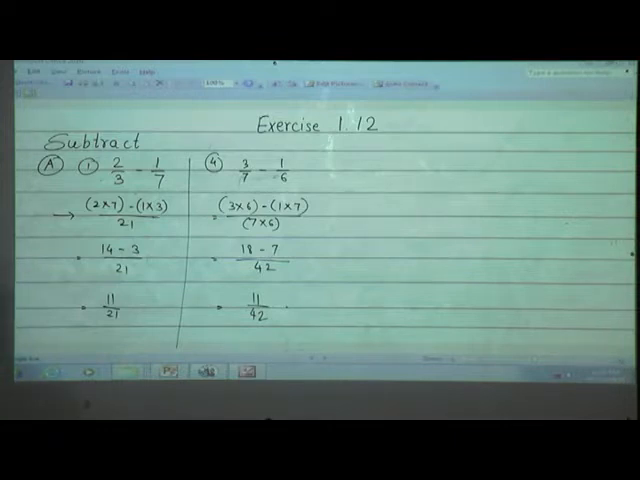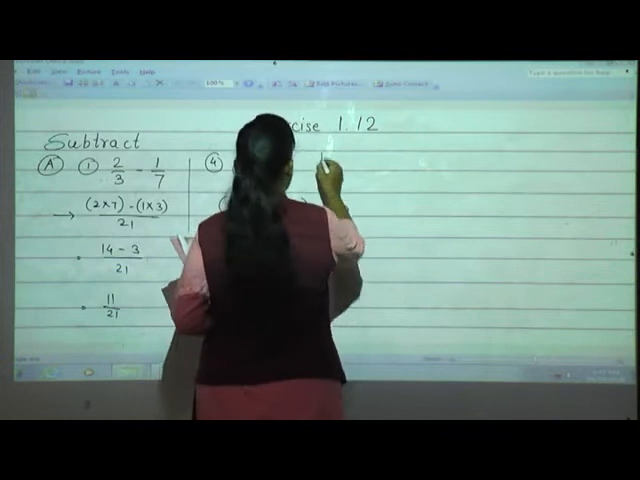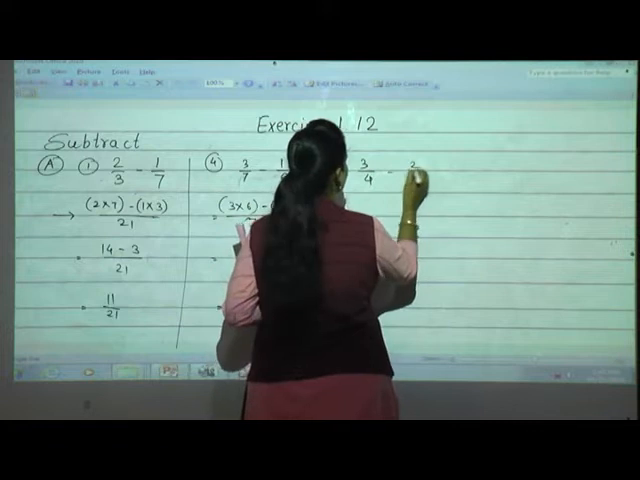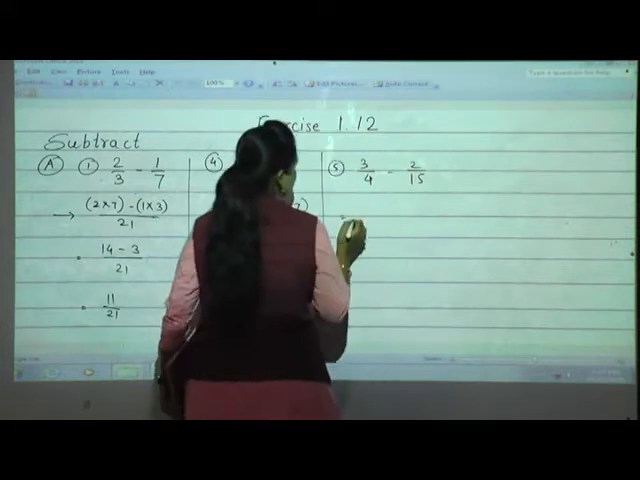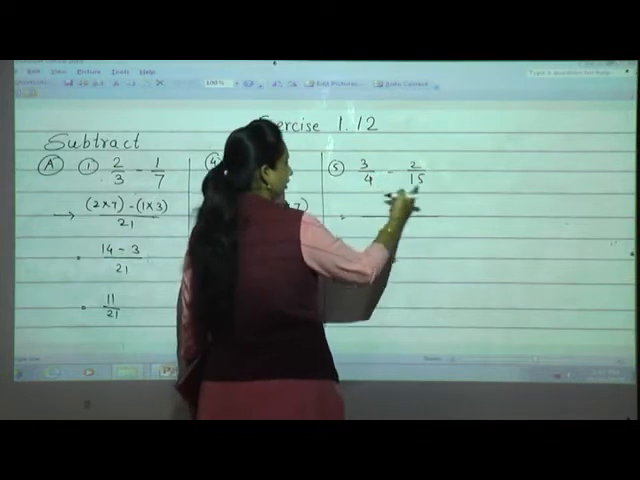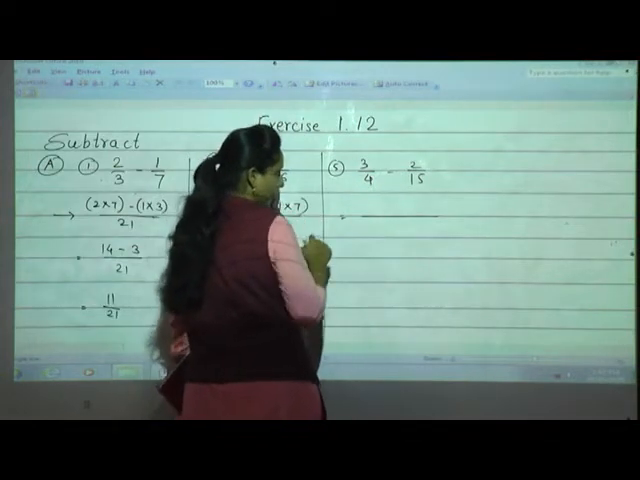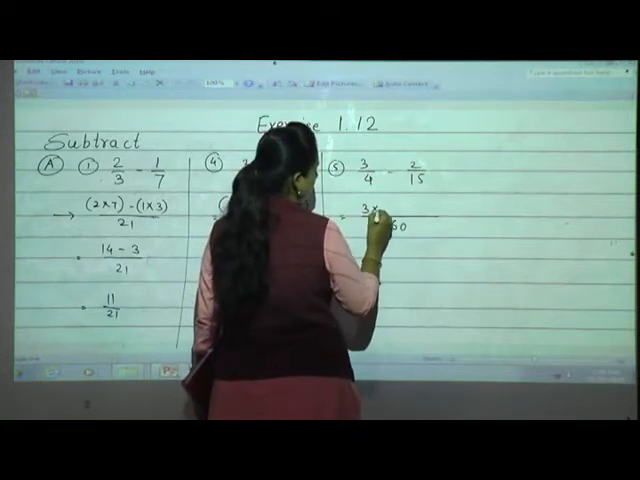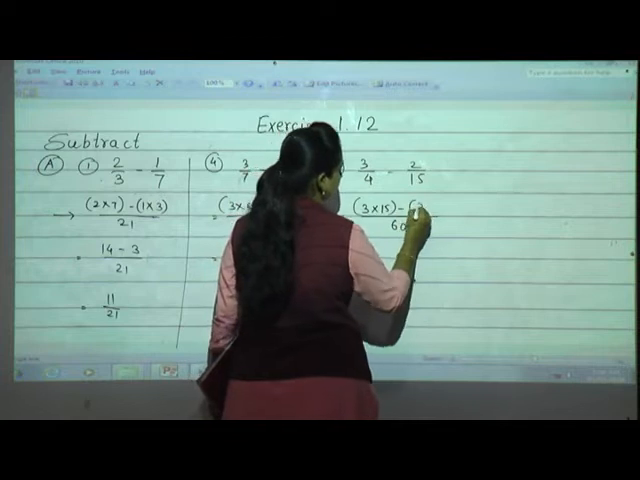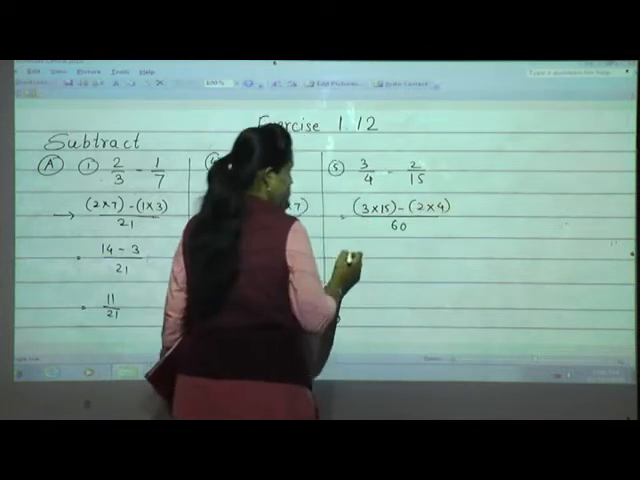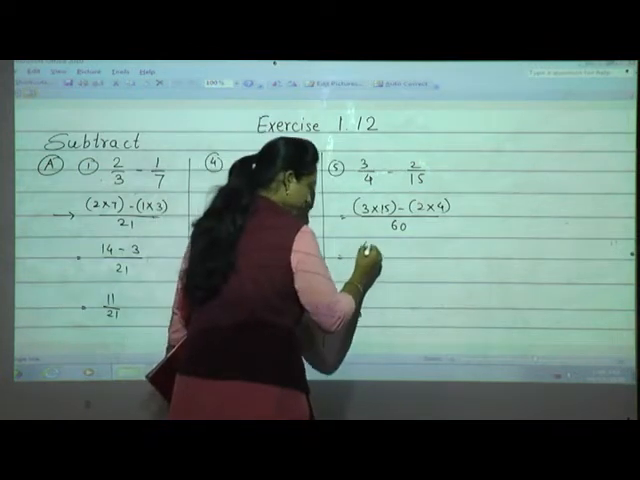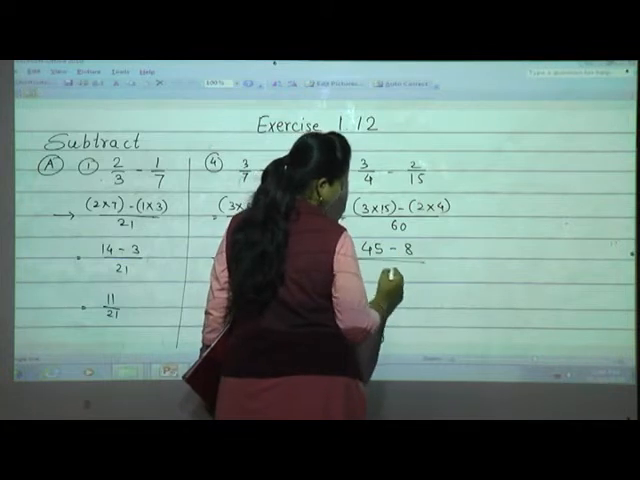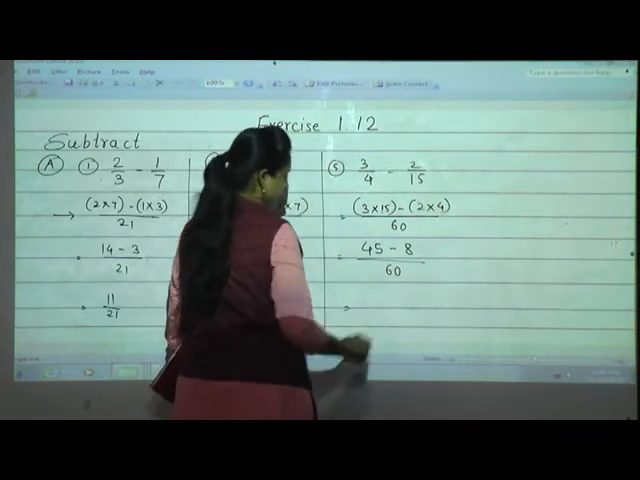Now, next example. Now we will solve the fifth one. See the fifth one. 3 by 4 minus 2 by 15. Again, do directly the multiplication of denominators. 15 4s are 60. Then cross multiplication. 3 multiplied by 15 minus 2 multiplied by 4. 15 3s are 45 minus 2 4s are 8, 60 as it is.